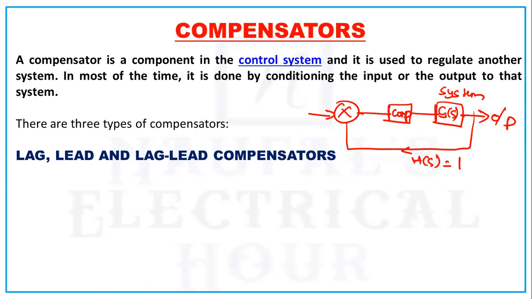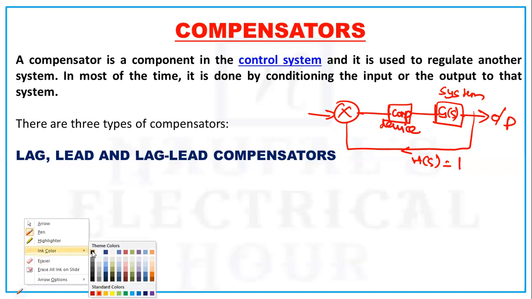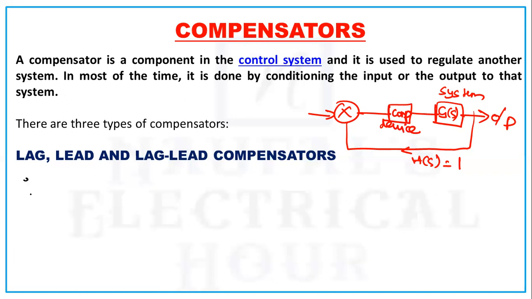This is the compensating device, this is the compensator. Now you might be wondering, what is the difference between a compensator and a controller? Once we study controllers and compensators, then I will tell you the small differences. Before going into detail about the different types of compensators, that is lag, lead, and lag lead compensators, I will just show you a practical example which helps you understand the concept of compensators.